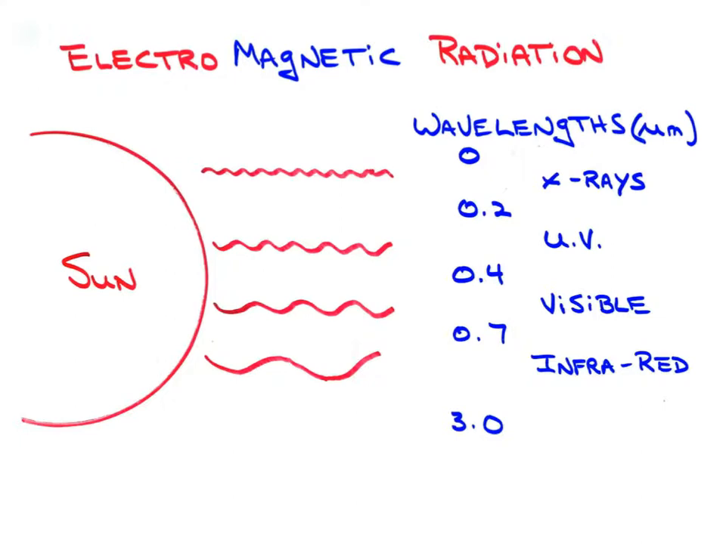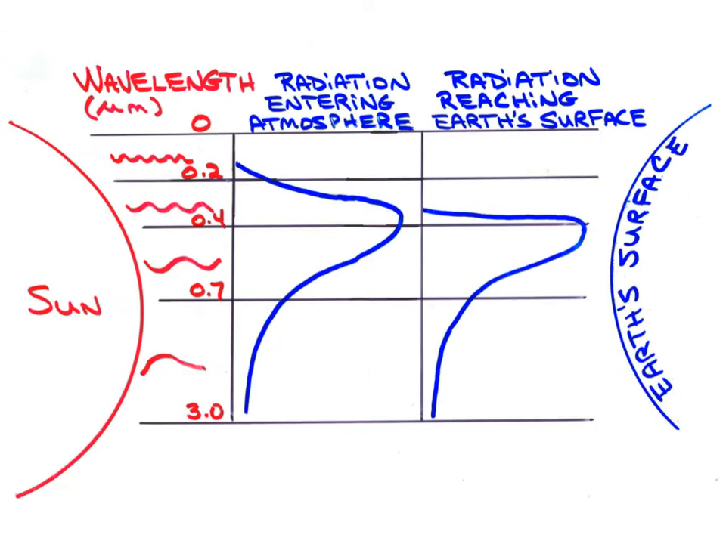The UV wavelengths are between 0.2 and 0.4 micrometers. The visible wavelengths are between 0.4 and 0.7 micrometers, and the infrared wavelengths are longer than 0.7 micrometers. Here are the electromagnetic wavelengths that emanate from the Sun toward the Earth.